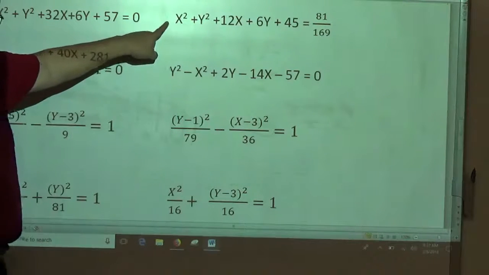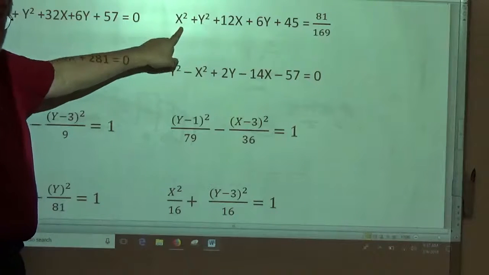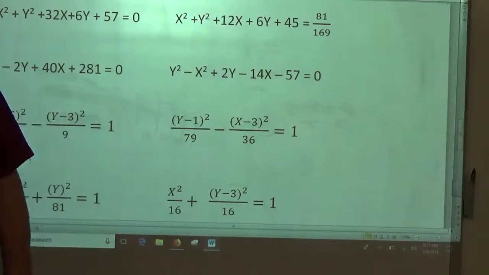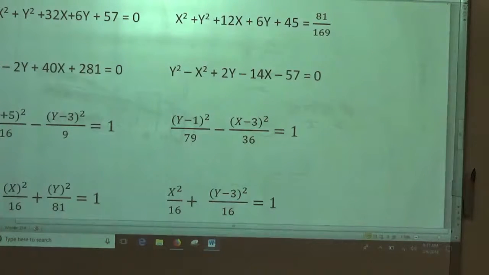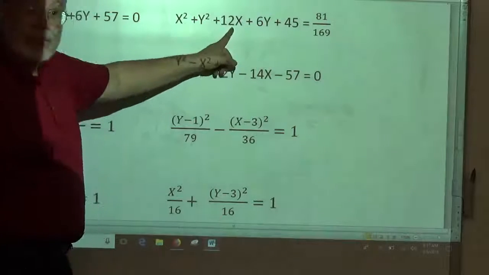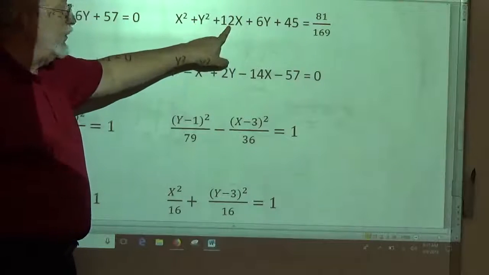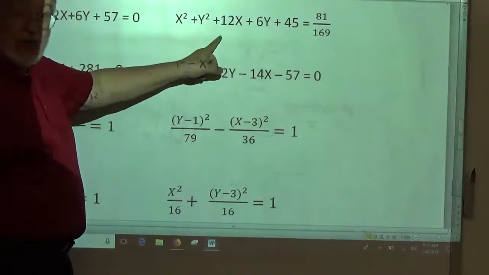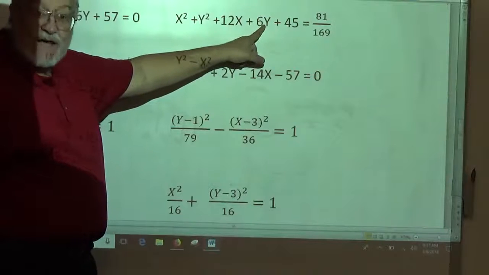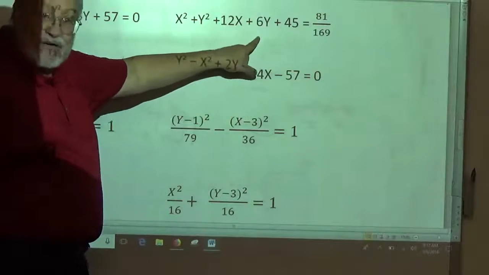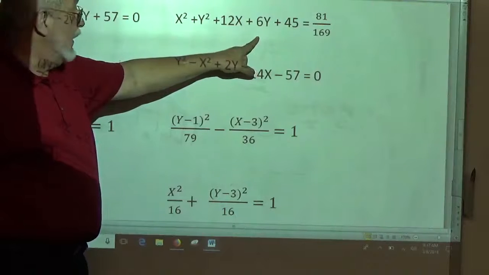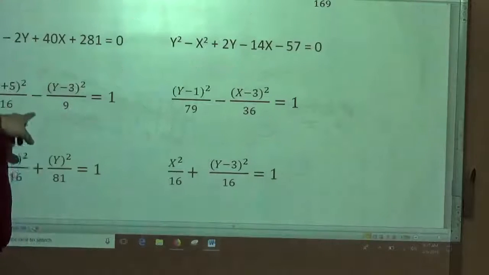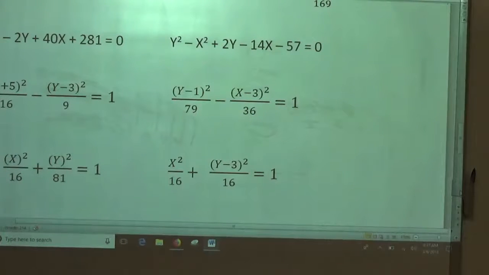So look here. What do you see? Both squared and what? Both coefficients are the same, so what is it? It's a circle. And then what you would do is complete the square. Because this is 1, you're going to take half of this, so it's going to be x plus 6 quantity squared. And then for this one, you're going to take half of this, and it will be y plus 3 quantity squared. But it's going to be a circle.